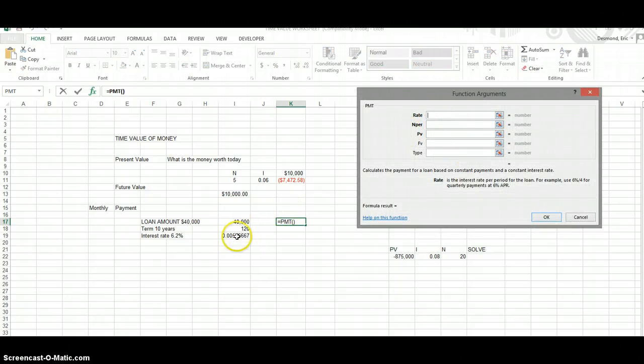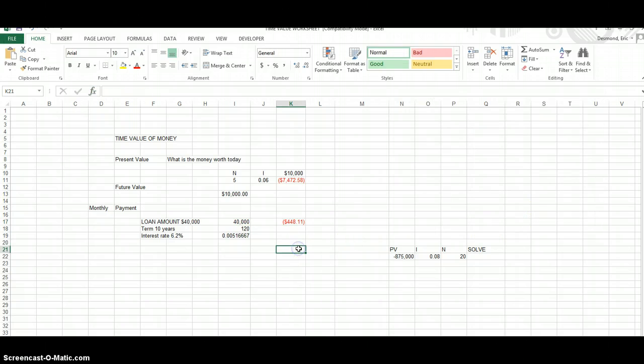Back into functions, we're going to go to payment, PMT. The rate, number of periods, present value, it's going to be 40,000 because that's how much we're borrowing, and your monthly payments are going to be $448.11 a month. What I encourage you to do is check with an amortization table using the amortization calculator to see how accurate this is.